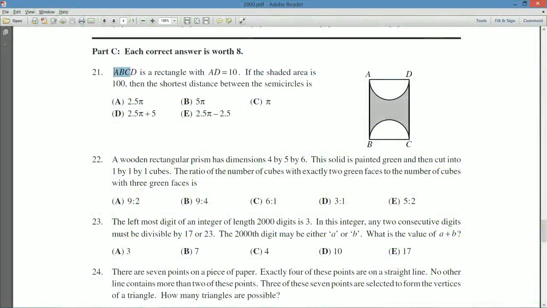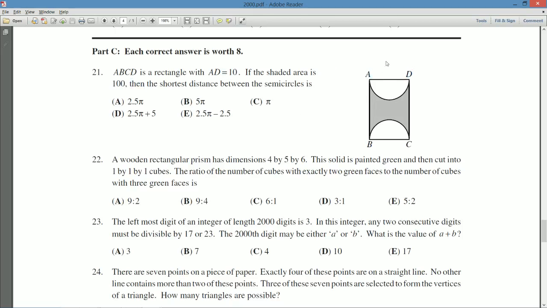So, ABCD is a rectangle. We have it over here. And it has AD equal to 10. So that's the length there. If the shaded area is 100, then the shortest distance between the semicircles, so we're being told that these are semicircles, is, okay, so this is an interesting question.